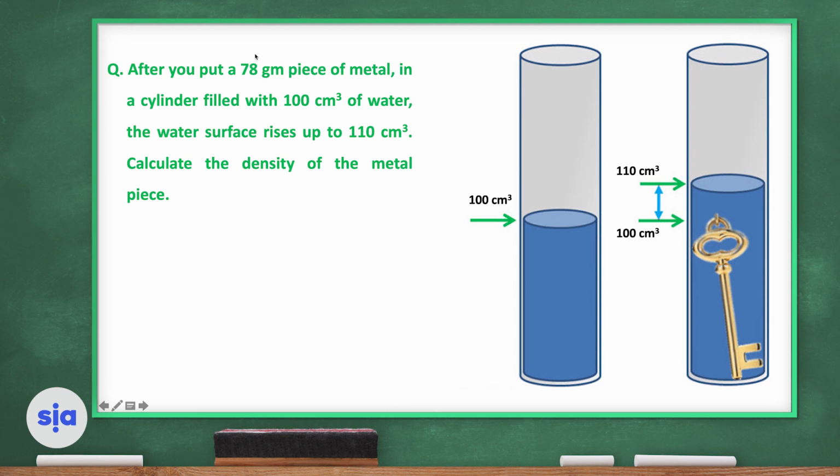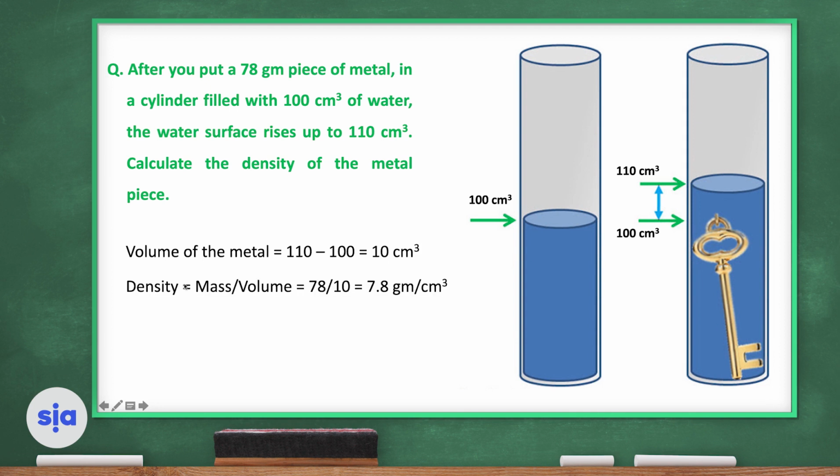We have the mass of the metal piece. So what is missing? The volume. How can we get the volume of the metal piece? We will get the volume of the metal by subtracting 100, the first level, from the second level, 110. So it will give me 10 centimeter cube. This is the volume of the metal. Then density equal mass divided by volume, which is 78 divided by 10 equal to 7.8 gram per cubic centimeter.